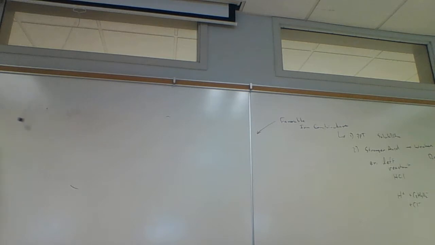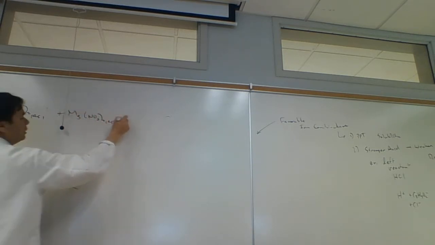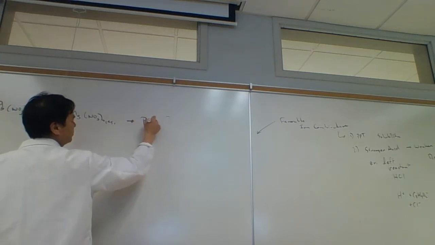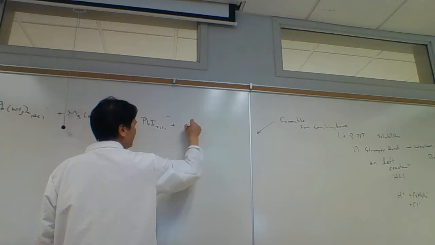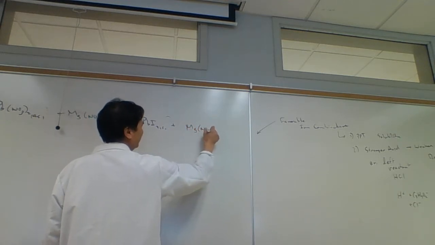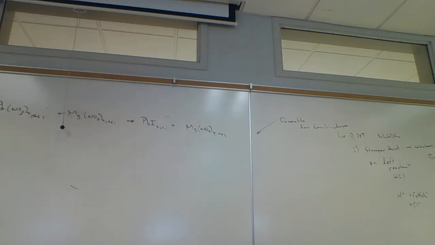The complete equation, CE, was the Pb(NO3)2 (aq) plus Mg(I)2 (aq) yields PbI2 solid plus Mg(NO3)2 aqueous. Okay, then we have the ionic equation.